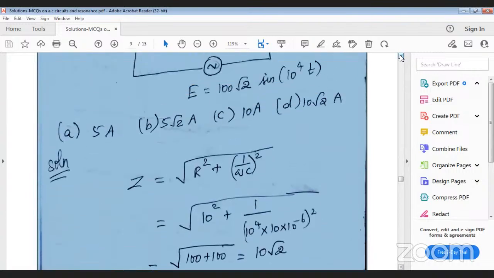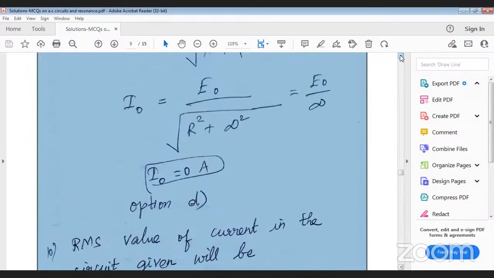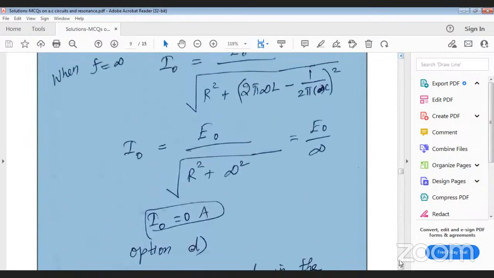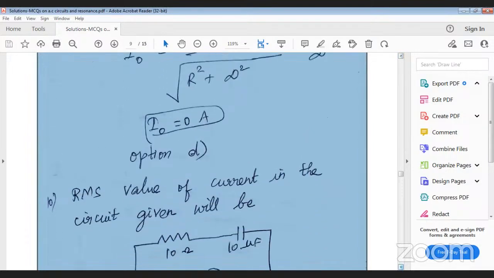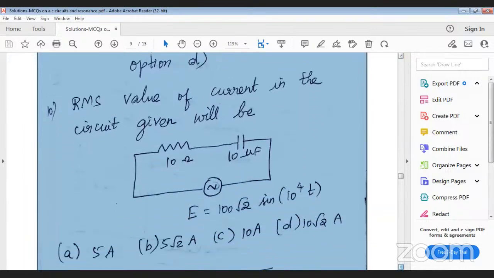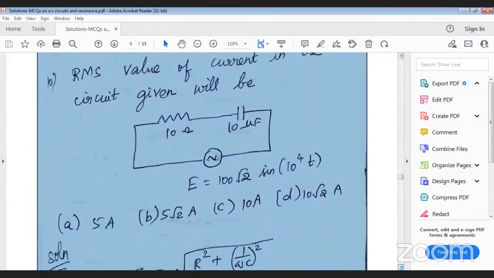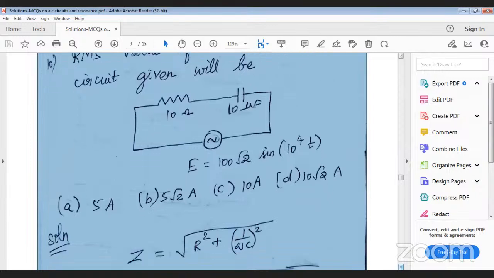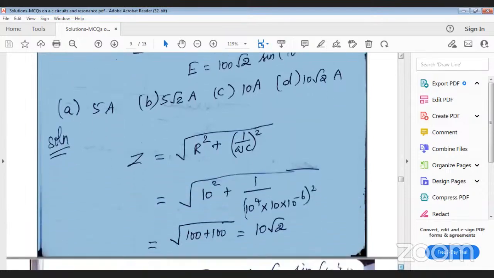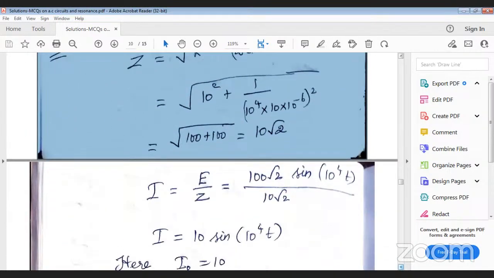Now let us move on to question number 10. RMS value of current in the circuit given will be. You see here you have an AC source and the EMF expression has been given. You need to find the RMS value. How can you find the RMS value? For that you need to find the peak value of current initially.